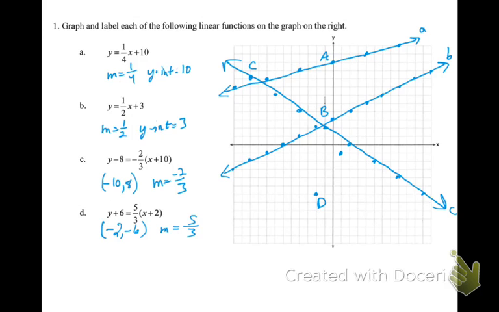Up 5 to the right 3. Up 5, 1, 2, 3, 4, 5, to the right 3, and so forth. Then going the other way, I can go down 5 to the left 3 one more time. Then I'm going to use my straight edge and connect those points for equation D. Okay, so check those. Let's go on to the next ones.